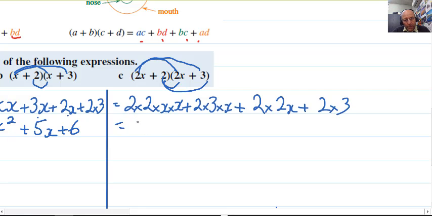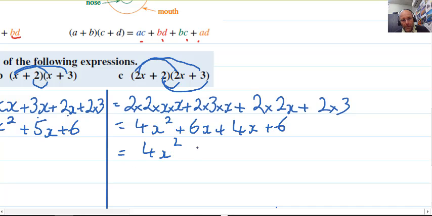And we have, all right, 4x squared plus 6x plus 4x plus 6. Last line, 4x squared plus 10x plus 6, and that's expanded and simplified.